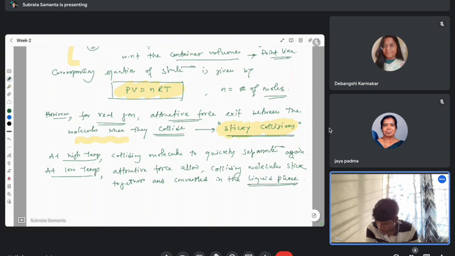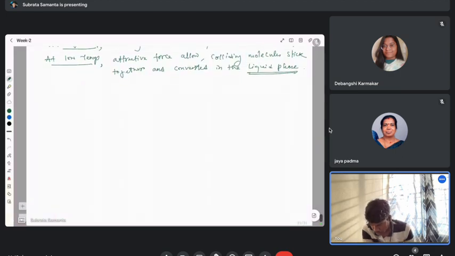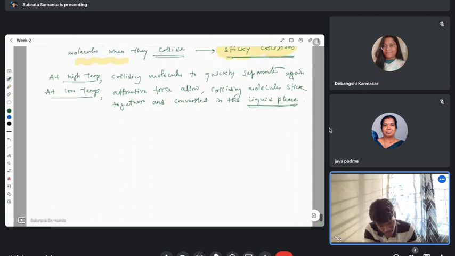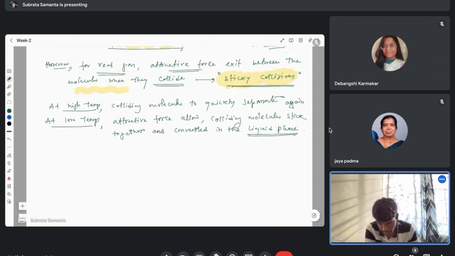Okay, so let's start with an example. So let's consider one example. Let's say there are n moles of gas in a volume V.